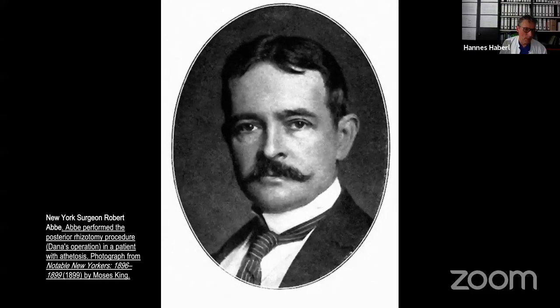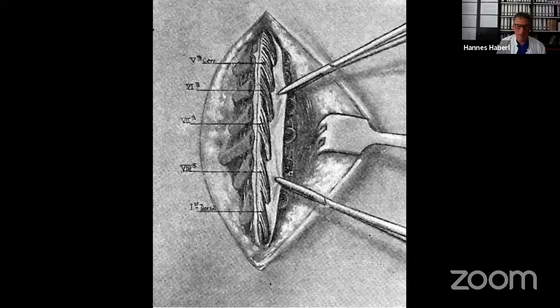This is Robert Abbey, who did the first SDR in the United States. And then this is his surgical sketch, which was published in the New Yorker. And this is the part of history which is not known. At this time, SDR became very quickly a very fancy surgery all around Europe. There was the First World War starting, and in all kinds of untreatable pain, people tried to do SDRs.